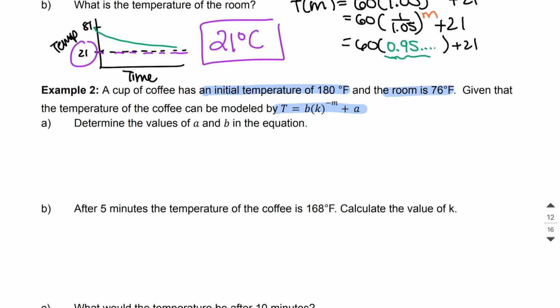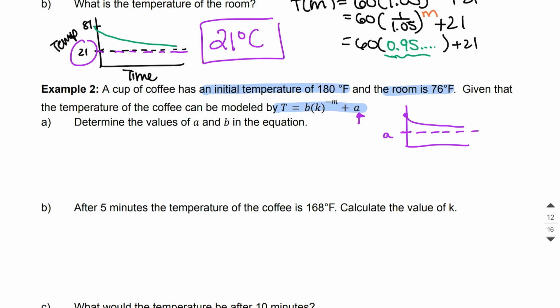Well, this A right here represents that asymptote, right? So it's going to look like this. And it's going to start at some initial temperature and it's going to reach this asymptote right here. What is the asymptote that this is going to reach? It's going to be the temperature of the room. So therefore A equals 76 degrees Fahrenheit. But now we need to find out what B is.